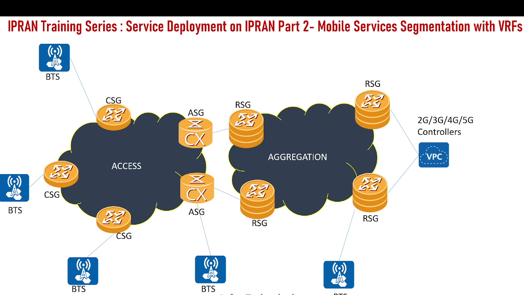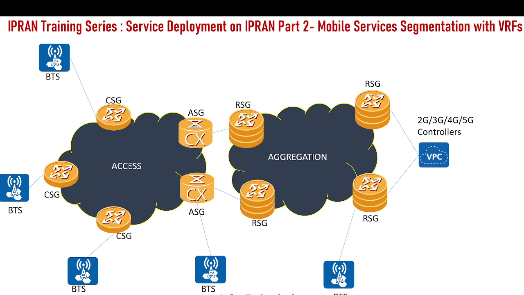So we have discussed that with this IPRAN network, we have a connection to the BTS, the radio equipment at site, which is connecting to the CSG. And then we need to ensure that we are able to reach the controllers, the 2G, 3G, the BSC, the RNC, and even the 4G controllers, which will be able to have end-to-end reachability between the radio equipment and the controllers. So with the normal network, we have mentioned that we are deploying MPLS on this network.